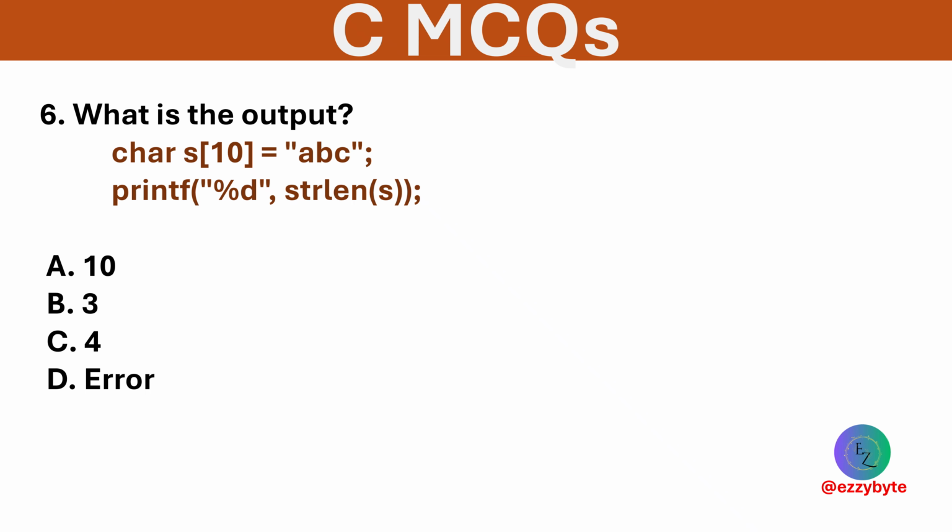What is the output of the following code? Options are 10, 3, 4, and error. Option B is correct. ABC has 3 characters. strlen returns 3.